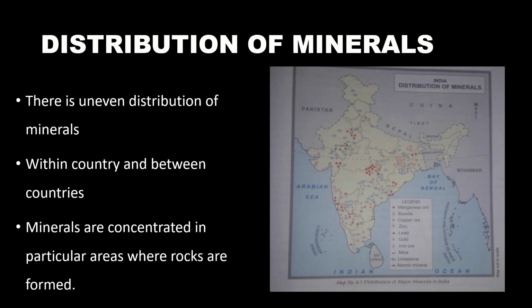Now we come to the distribution of minerals. Children, the distribution of minerals is not evenly done. It is very unevenly distributed, within countries and between countries also. In one country you can have a lot, in another country there may be zero. All these minerals are concentrated in particular areas where rocks are formed.